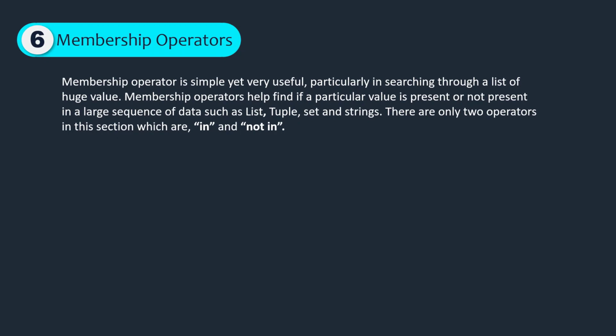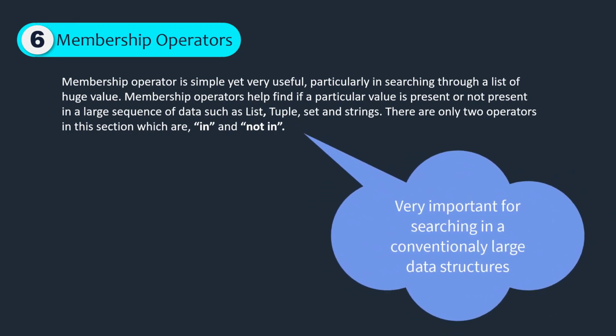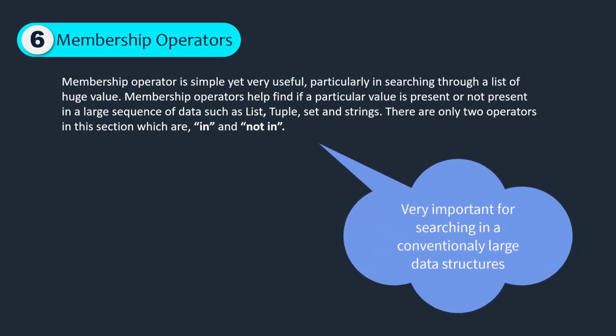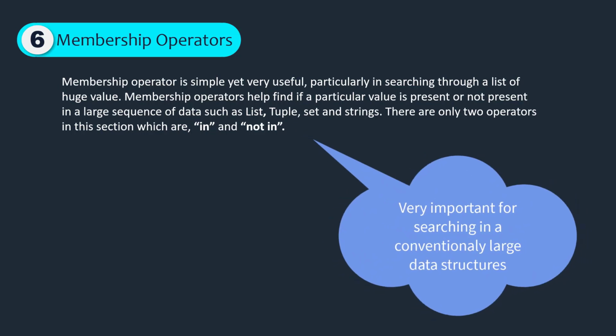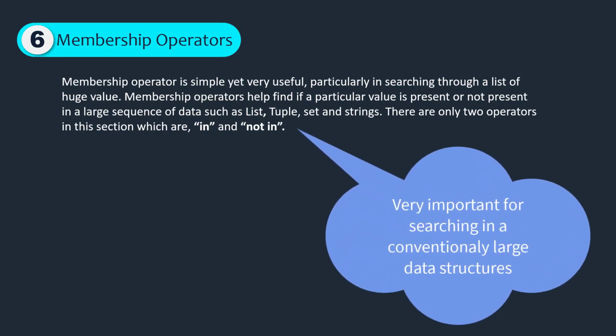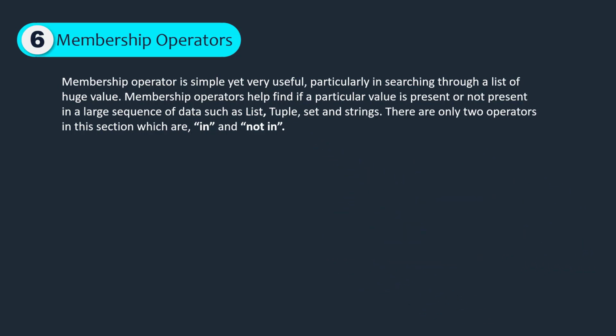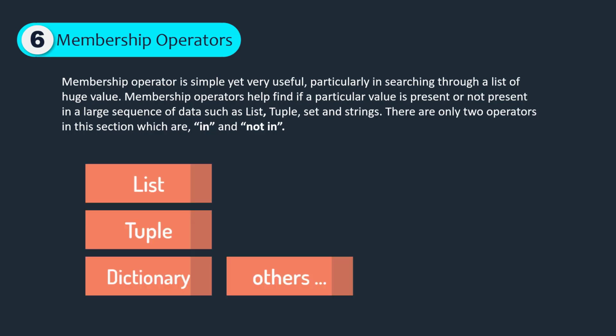The next one is the membership operator. This is very important, trust me, you are going to use it most of the time, and it will save a lot of effort while coding in Python at a later stage, when you deal with multiple data structures and want to find out whether a particular object or variable is in the data structure or not. Then this is going to help you a lot. The membership operator is a simple but very useful operator, particularly for searching through a list of huge values. And not only lists: in Python we have a lot of data structures which store a large set of elements, like list, tuple, set or strings. Strings are also a kind of list.